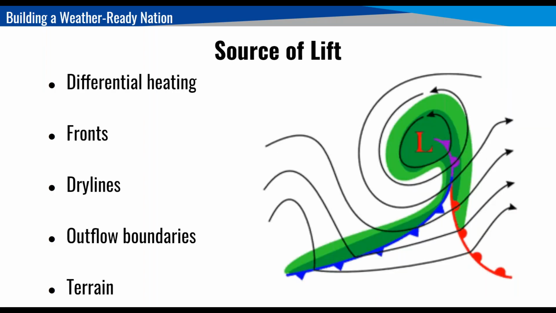The third ingredient that is needed is a source of lift. Lift can come from many different things: differential heating, fronts, cold fronts, warm fronts, even dry lines, which typically occur across portions of Texas where there is much drier air behind a line, essentially making for the dry line. Next, outflow boundaries. That can be from prior convection that comes through during the morning, or an overnight system, and leaves an outflow boundary, which can be a trigger for thunderstorms to develop along. And lastly, terrain can even be an influencer or a source of lift.